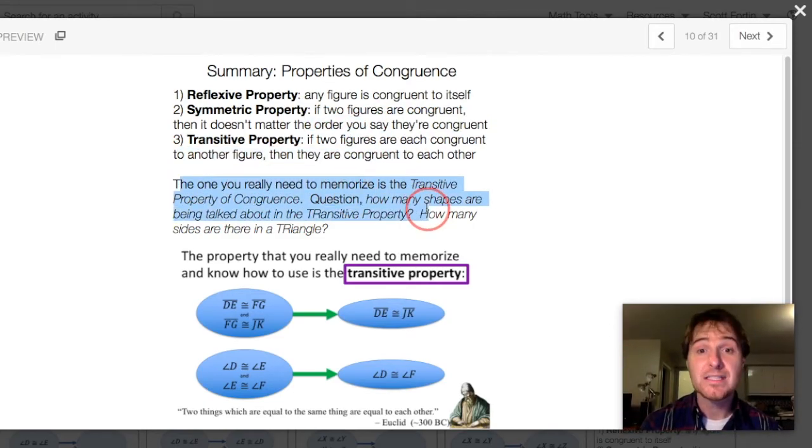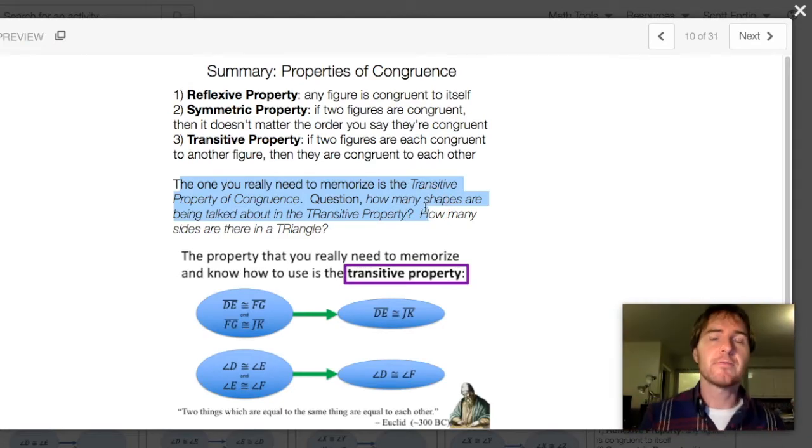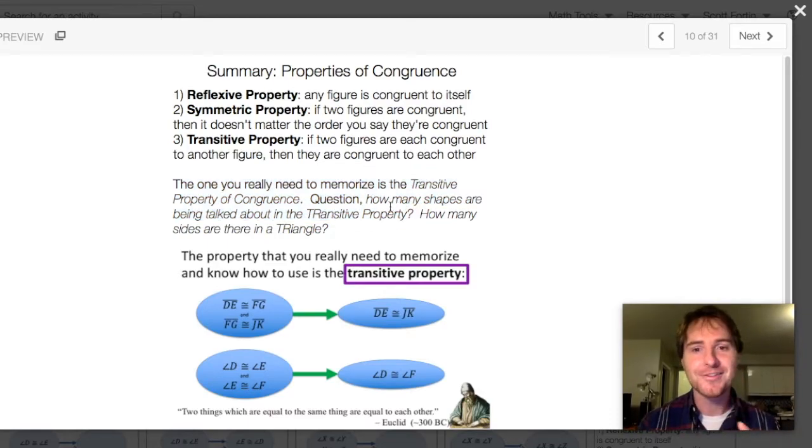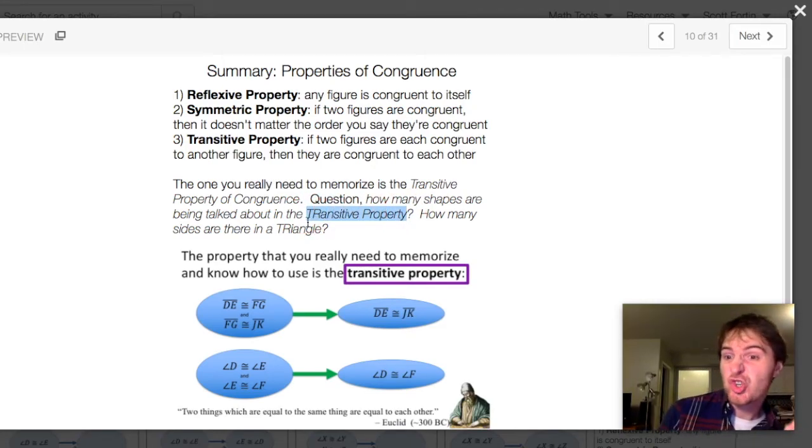Okay, the one you really need to memorize is the transitive property of congruence. And you need to understand the difference between that and substitution. That's the age-old geometry question, right? It takes a few months for some people to realize the difference. So really the thing to point out this time, so you're not stuck for weeks saying, I don't get it: how many shapes are talked about in the transitive property?